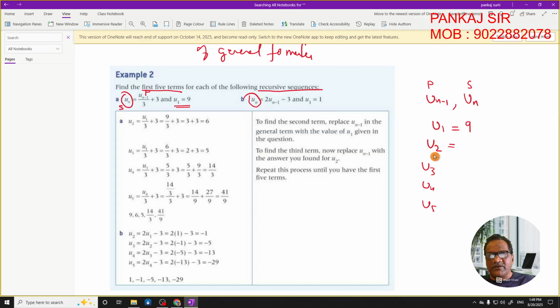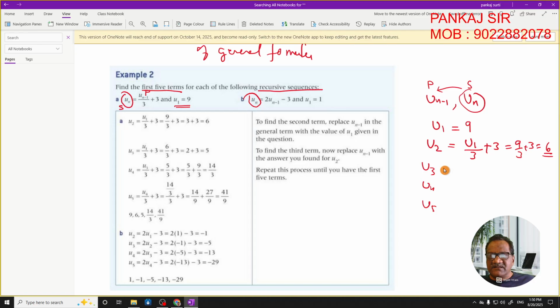So if you want to find out u2, now u2 in comparison to u1 will be successive. So un is successive, corresponding to that un minus 1 is what? Previous term. So if u2 is successive, the previous term will be u1. So can I write u1 upon 3 plus 3? u1 is already given to you as 9. 9 upon 3 plus 3. 9 upon 3 is 3, 3 plus 3 is 6. So you get the second term as 6.